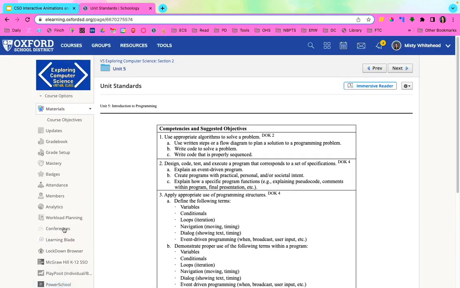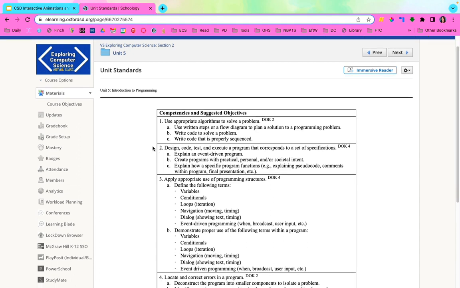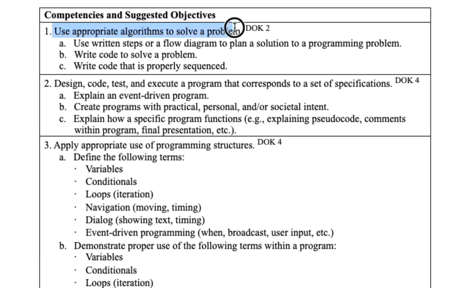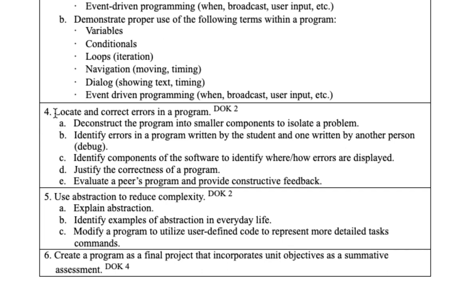And so here you'll see our unit standards. These are the things that we're going to be doing based on our Exploring Computer Science Unit 5 standards. So use appropriate algorithms to solve a problem, design, code, test, and execute a program that corresponds to a set of specifications, apply appropriate use of programming structures. You'll have to be able to define these terms and then demonstrate proper use of the terms within a program. You'll be able to locate and correct errors in a program, which we will be doing constantly. That's just part of it. And then use abstraction to reduce complexity.